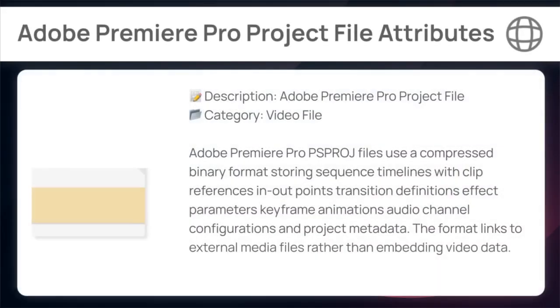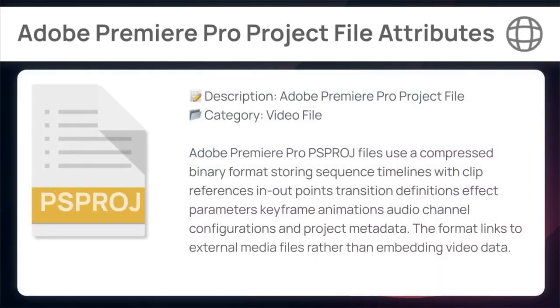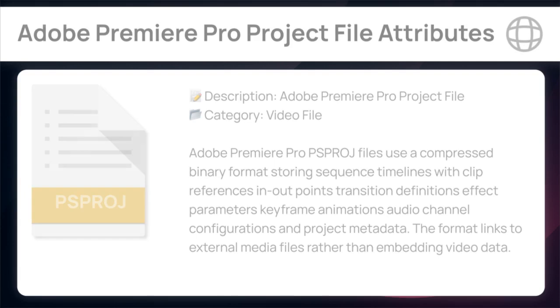Adobe Premiere Pro PSPROJ files use a compressed binary format, storing sequence timelines with clip references, in-out points, transition definitions, effect parameters, keyframe animations, audio channel configurations, and project metadata. The format links to external media files rather than embedding video data.